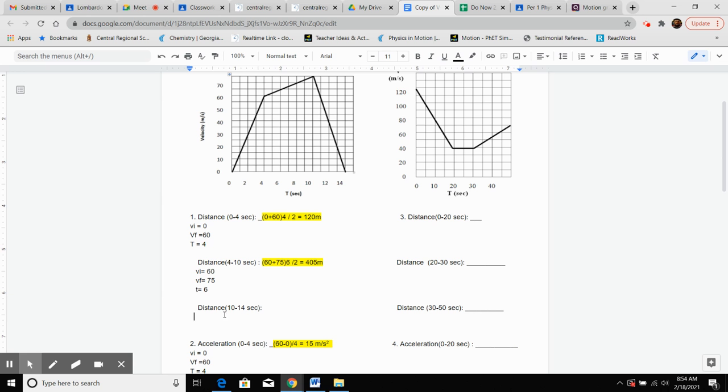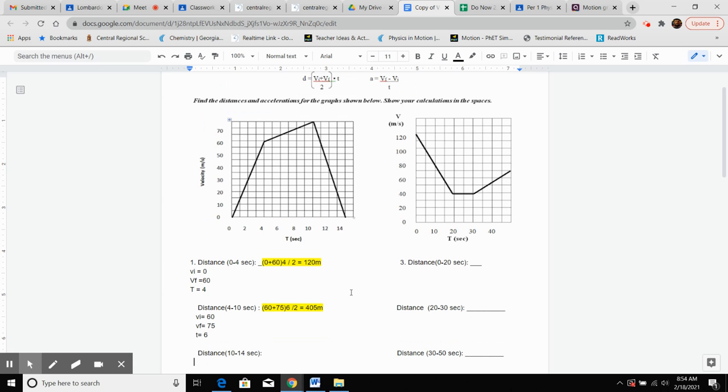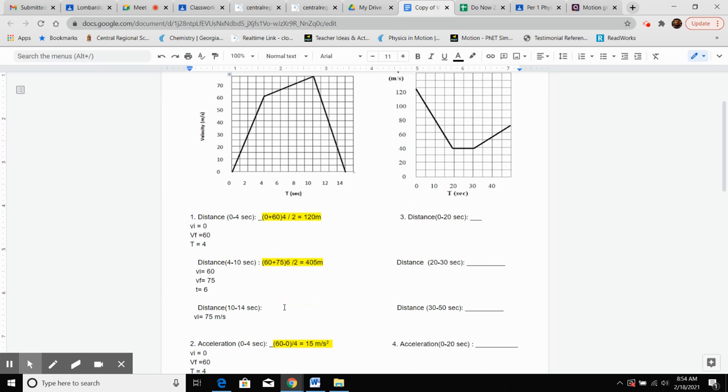So at 10 to 14 seconds, what, guys, is my initial velocity at 10 seconds? Well, basically, what is my speed at 10 seconds? So I go to 10, and I go up and across. I'm at 75. So VI is going to be 75 meters per second. My VF is going to equal, what is my final velocity? Well, what is my velocity at 14 seconds? So go to 14, boom, right there.